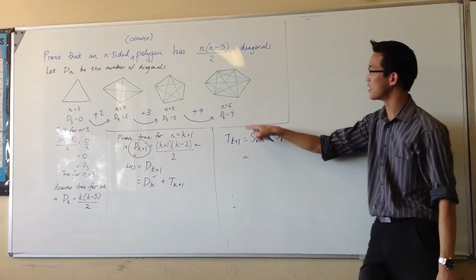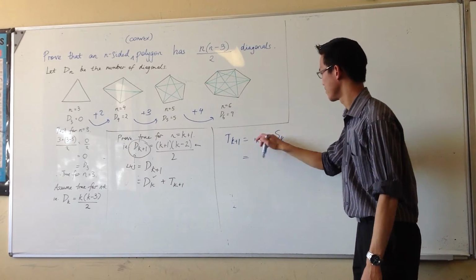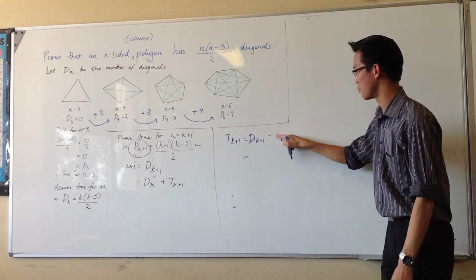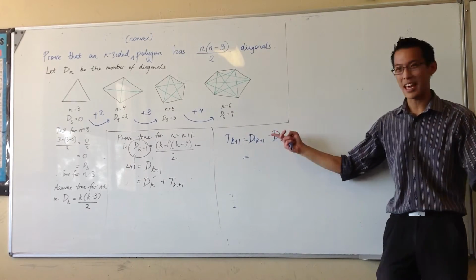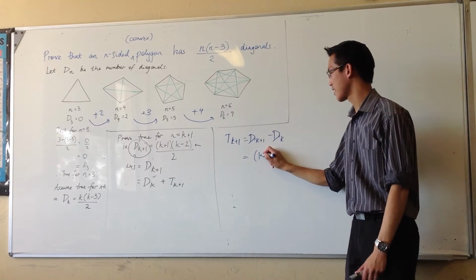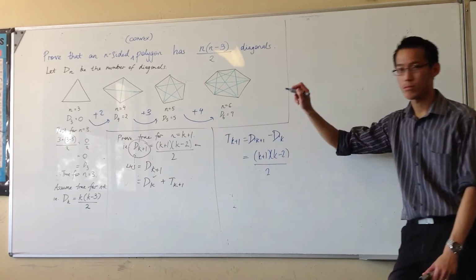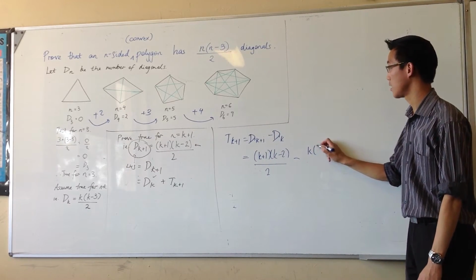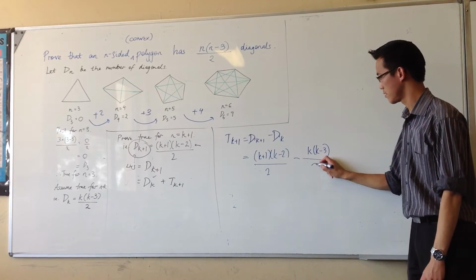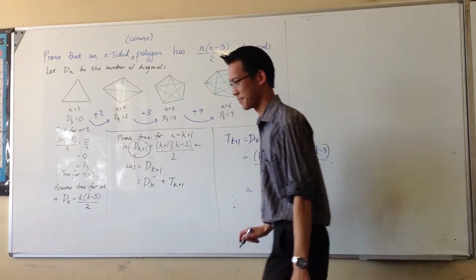Well, I know what all of these pieces are because I defined them that way. Sorry, this is a D. I keep on thinking of sums. Does that make a little more sense? So d of k plus 1 is going to be (k plus 1)(k minus 2) on 2. And I know what this is already. That's (k minus 3)k on 2. Okay, off you go. What does it work out to? You tell me.